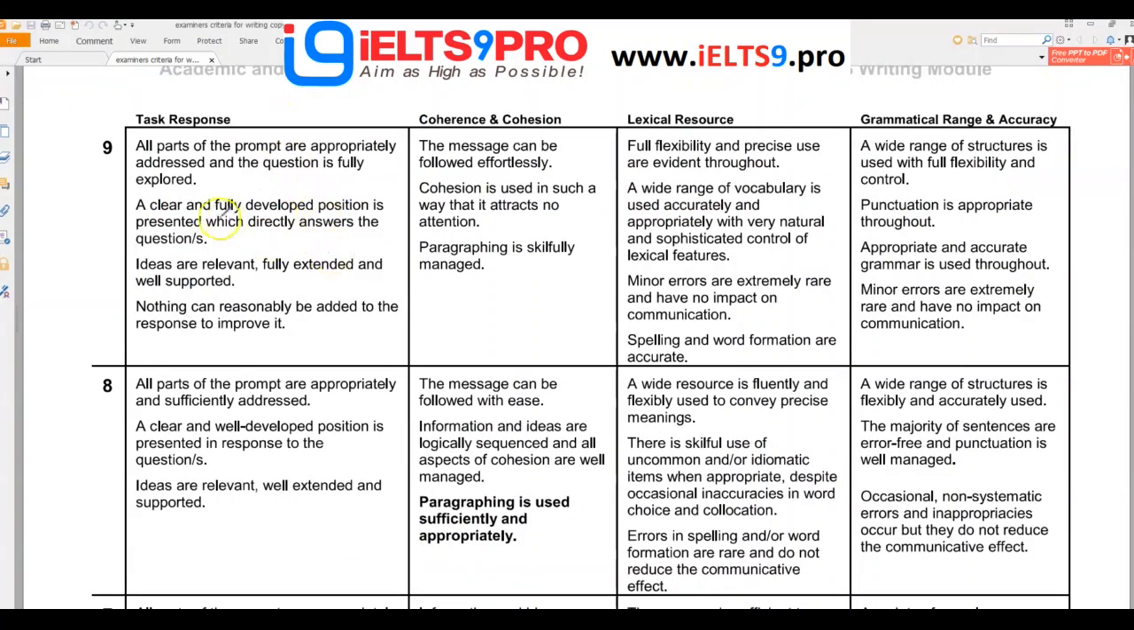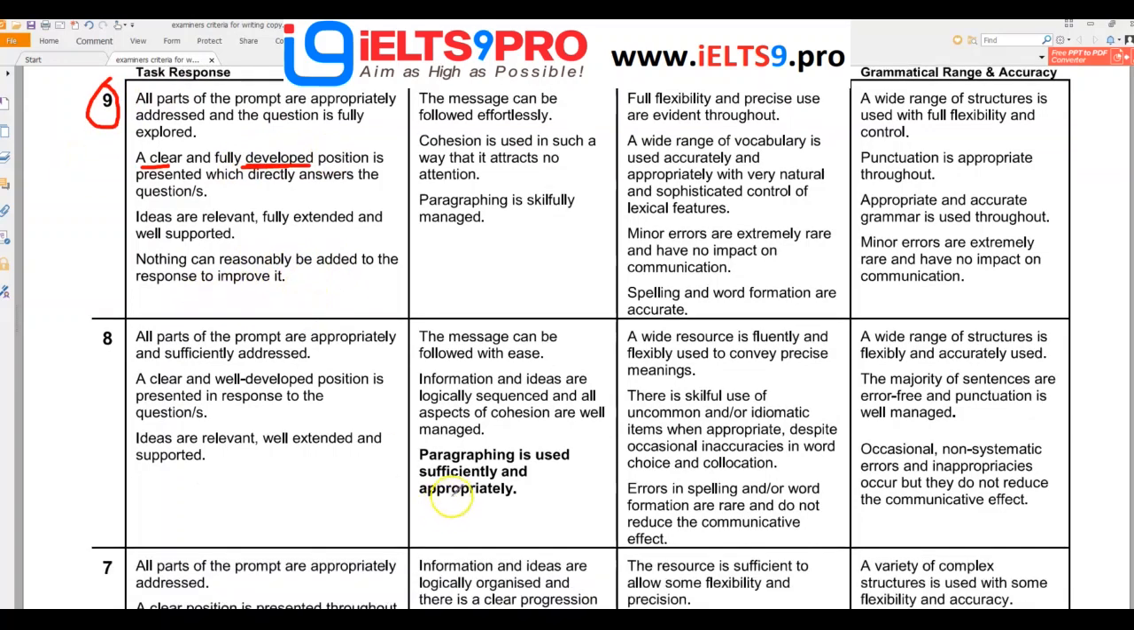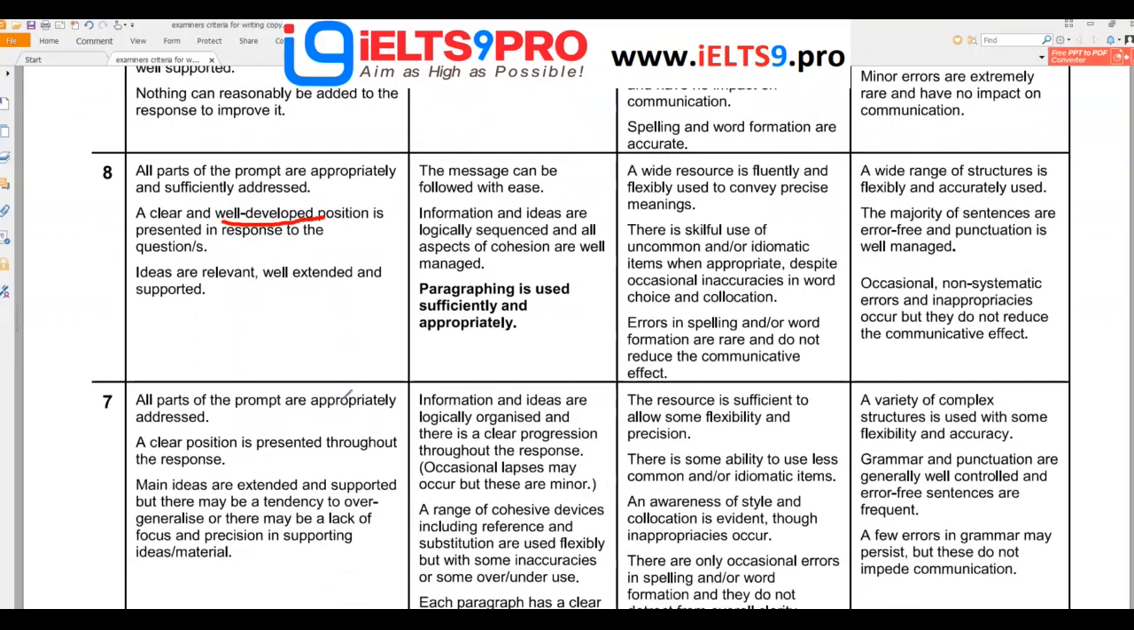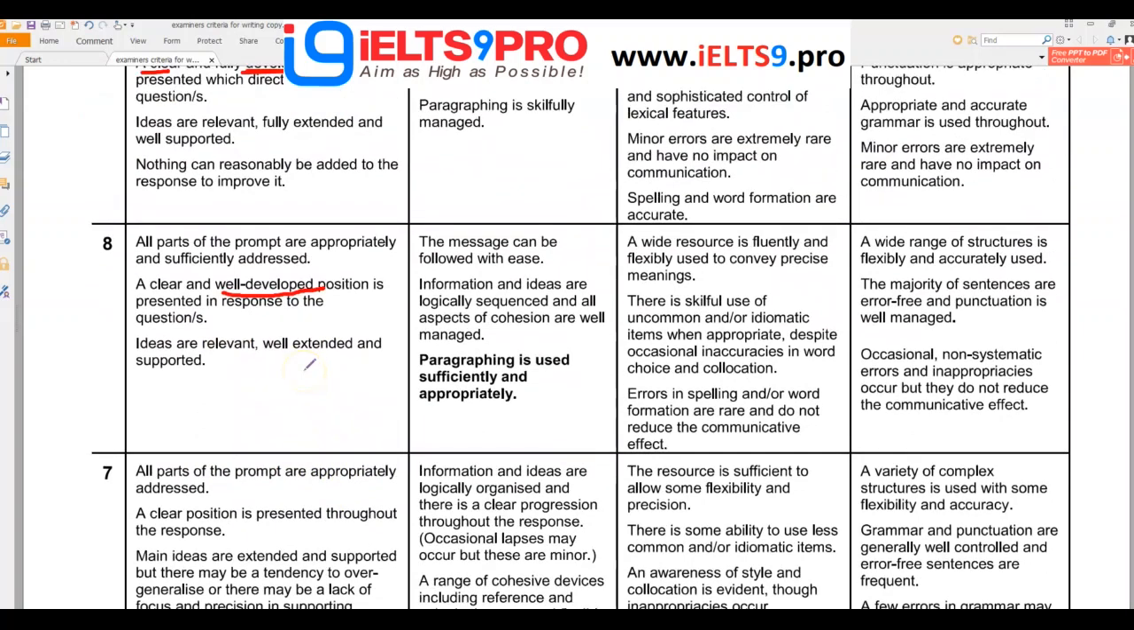If you take a look, clear, fully developed position. Nothing can reasonably be added to the response to improve it. So again, well-developed position. Now, it's possible you could do that in 250 or 262 words, but it's better to write a little bit more.